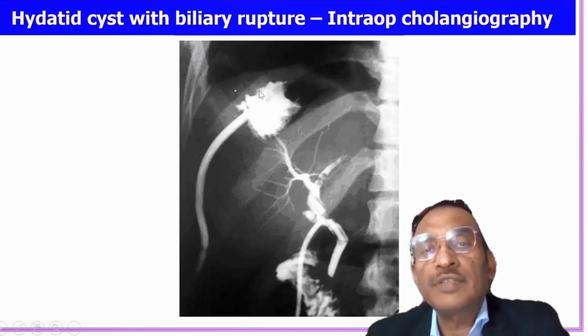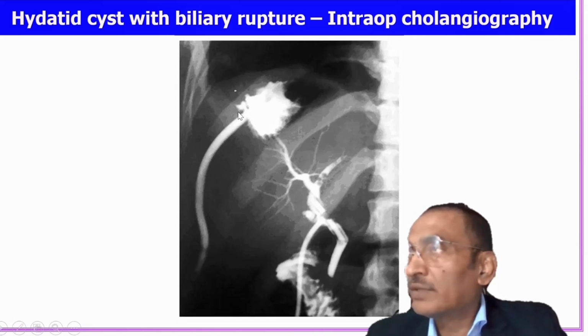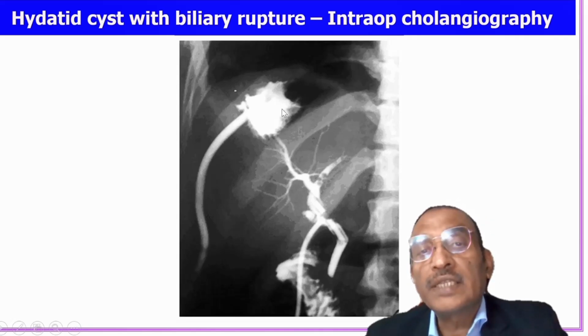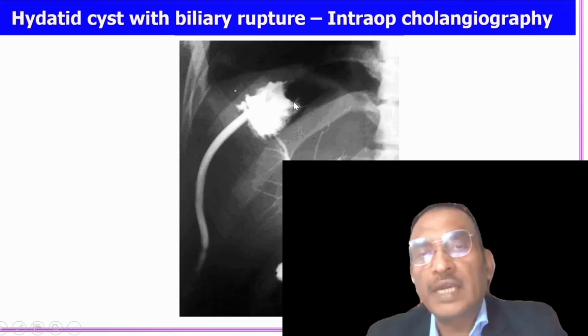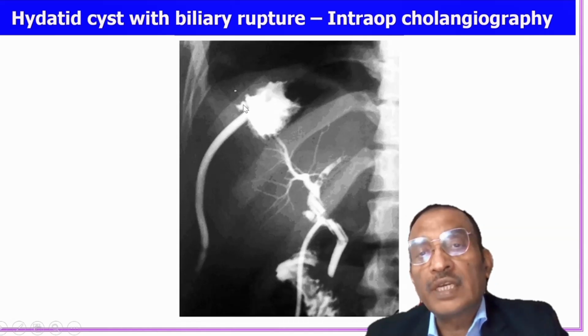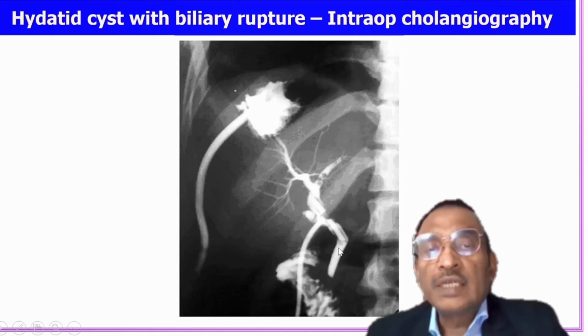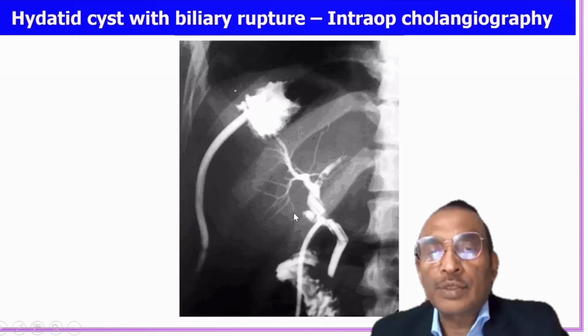So the cavity, if it is a very regular cavity, then as I just explained, it will generally be a hydatid cavity. But if it has a very irregular margin, then it should be an abscess. So this looks like an abscess cavity. And I don't know why this abscess has formed, because this patient has CBD stone and GB stone. So cholecystectomy has been done.